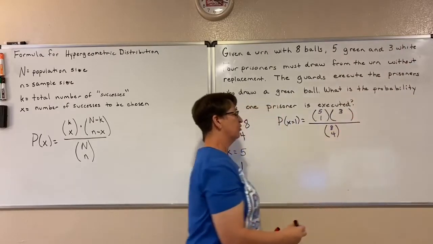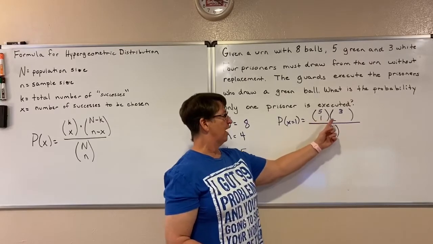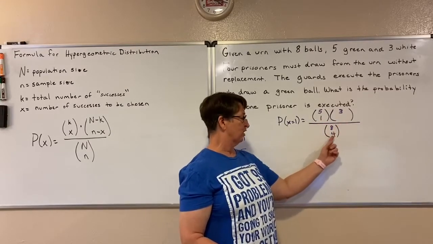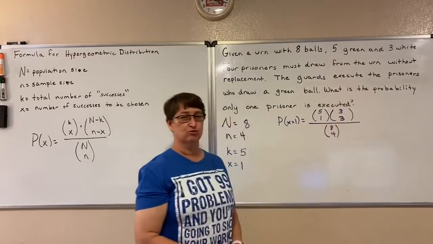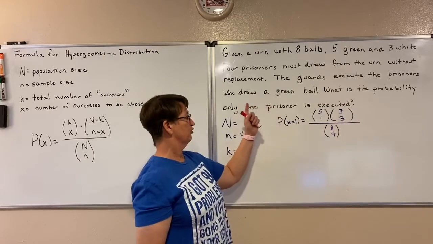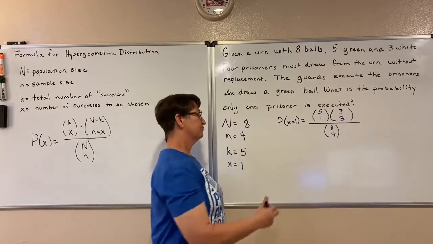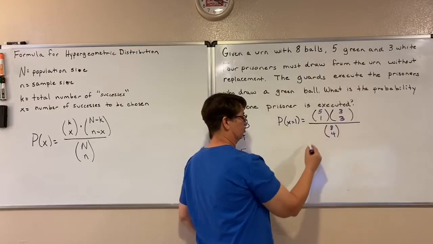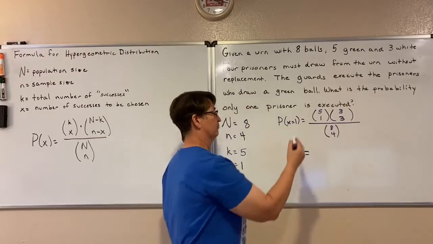And then in order for me to get only 1 green ball, that means the rest of mine have to be white, or I can subtract 4 minus the 1 to get 3 of them to be white. So if one prisoner draws a green, that means the other 3 have to draw the white. So now I'm just going to do my combinatorics, or my combination there. I'm going to plug that in.